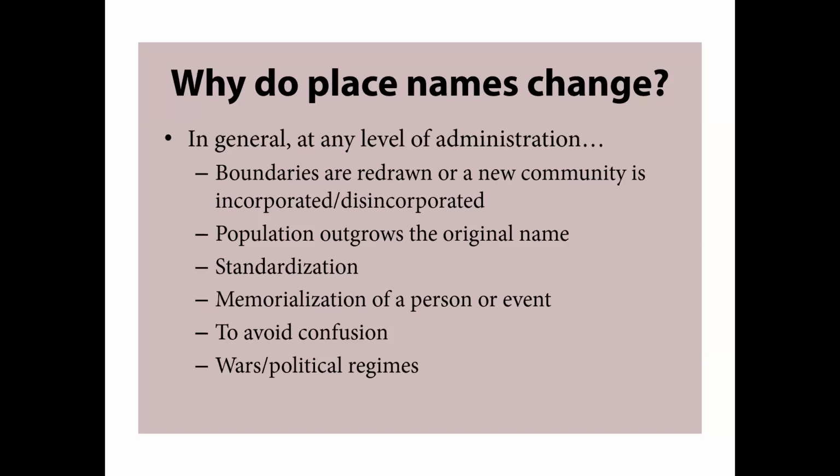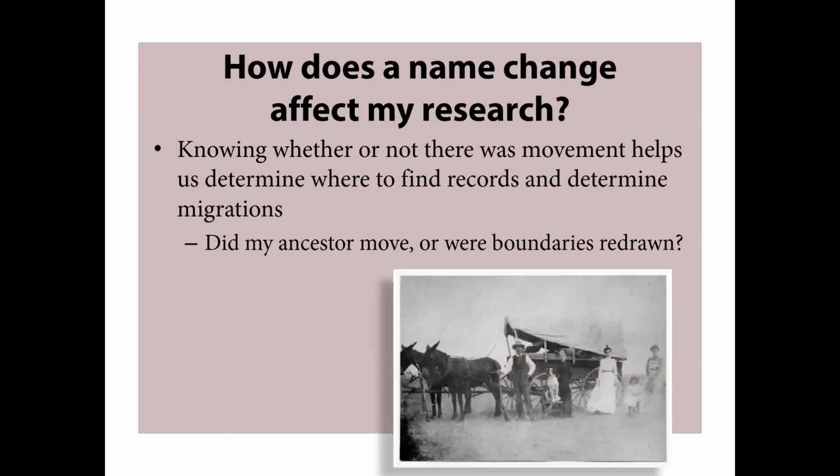War and political regimes caused major place name changes as we look at the history of places like Germany. How does a name change affect my personal research? Well, knowing whether or not there was a movement helps us determine where to find records and determine the migrations. Did my ancestors move or did the boundary get redrawn?